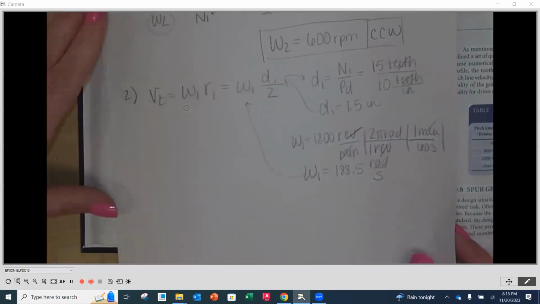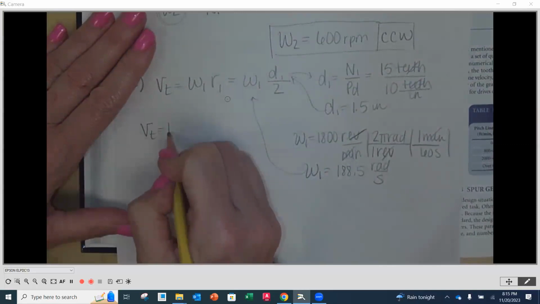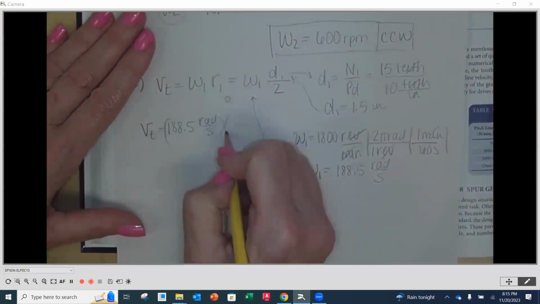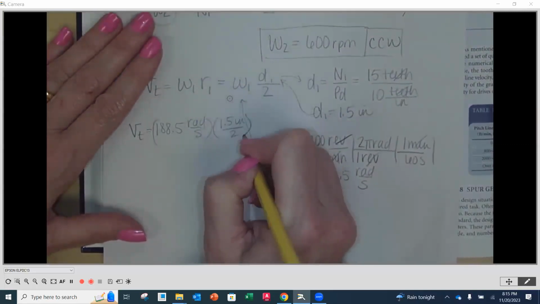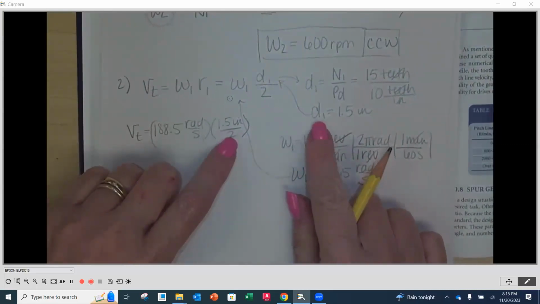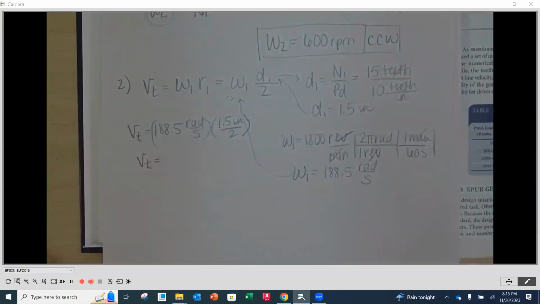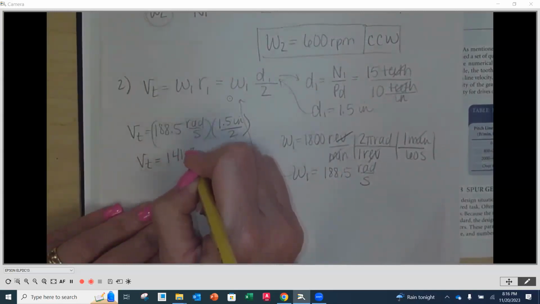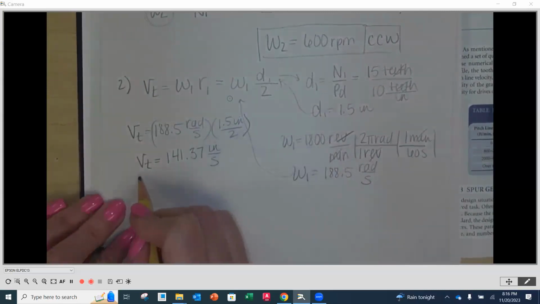Okay. So VT is equal to 188.5 radians per second times 1.5 inches divided by 2, right? Because this is the diameter and we need the radius. So we have to divide by 2. So our straight line velocity, I get 141.37 inches per second.